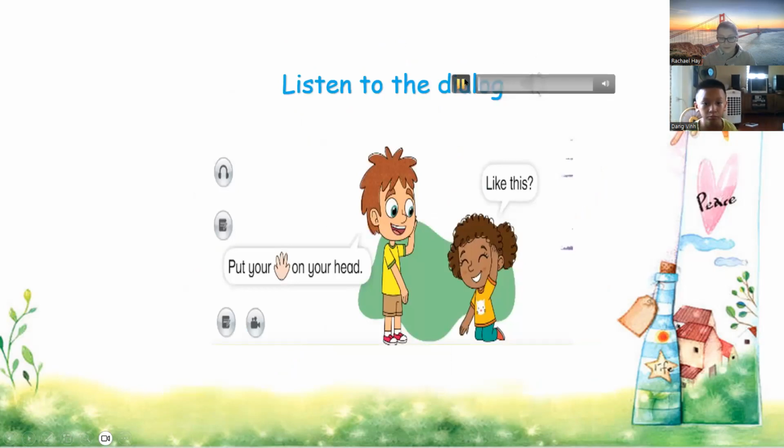Okay, let's listen. Unit 5. Our Amazing Bodies. Lesson 1. Student book, page 42. Listen and say the dialogue, then role play. Are you ready to play?